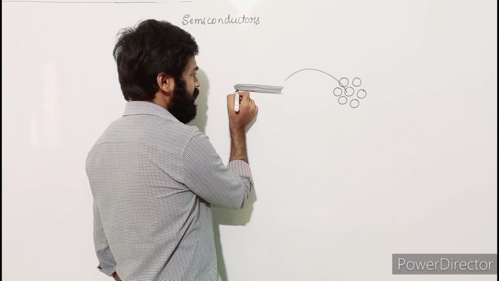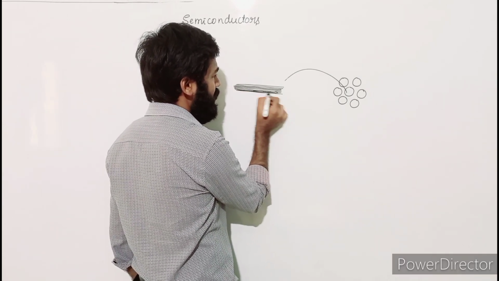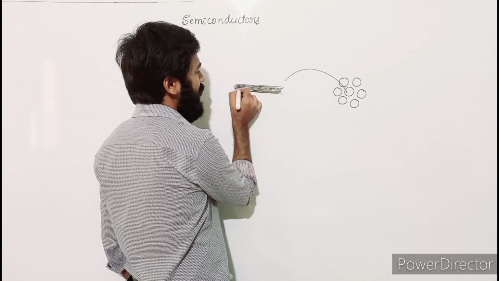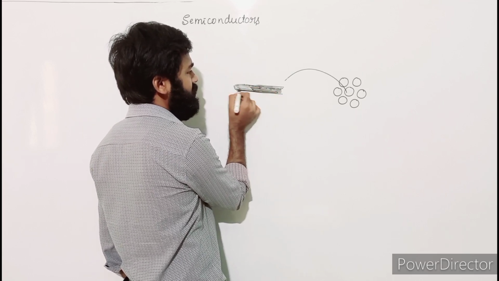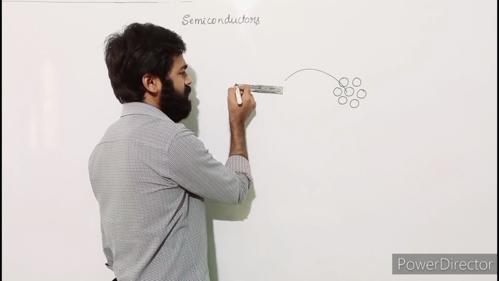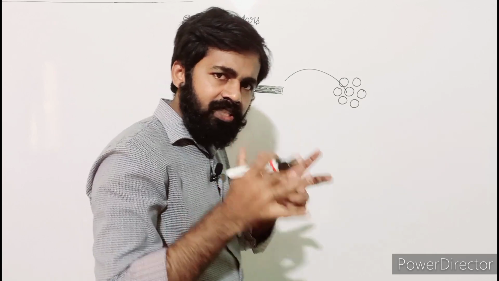So the energy levels are almost continuous. It almost looks like a band. The energy levels are so closely packed that we cannot distinguish them. There is not much distinction between the energy levels.